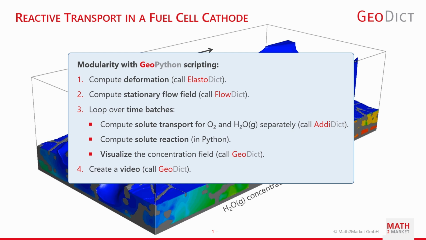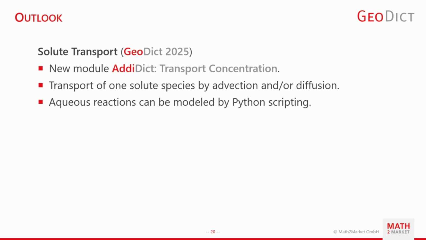So we decompose the physical time into time batches. And in each time batch, we call the transport solver for the oxygen and for the water vapor concentration. Then inside the Python script, we coded the reaction, and we call visualization routines in GeoDict and write images. And at the end, we combine those images into a video.